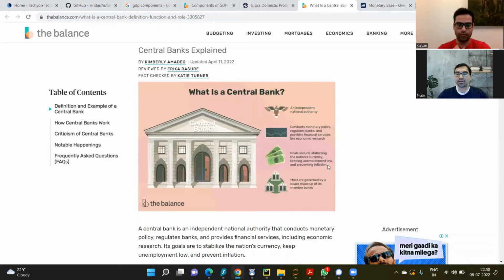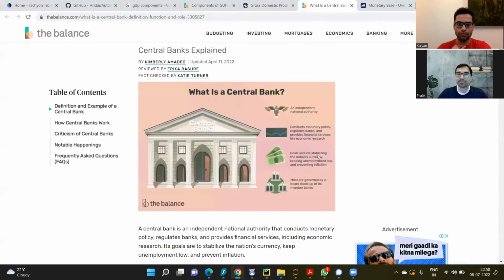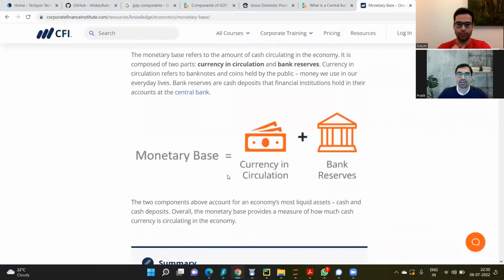And when it wants to decrease the money supply that is there in the economy... This money supply, which is created by the central bank, is called the base money supply. It is simply base money supply. So if you look at the monetary base, if you look at this equation, monetary base equals currency in circulation plus bank reserve. It basically means that this is the base money that has been created by the central bank.